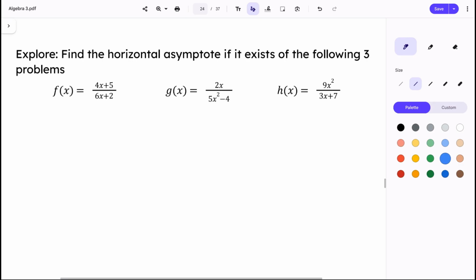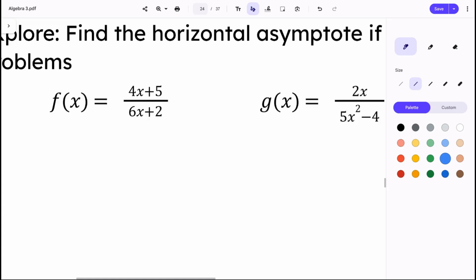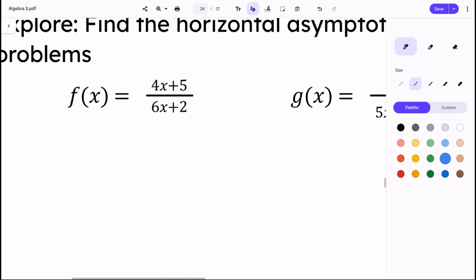Again, you're just going to kind of compare those leading terms. So if you look at this first one, what are you guys noticing about the degrees? They're the same because this has a degree of 1. So I'm just going to write D for degree, and I'm going to say 1. And this one also has 1.